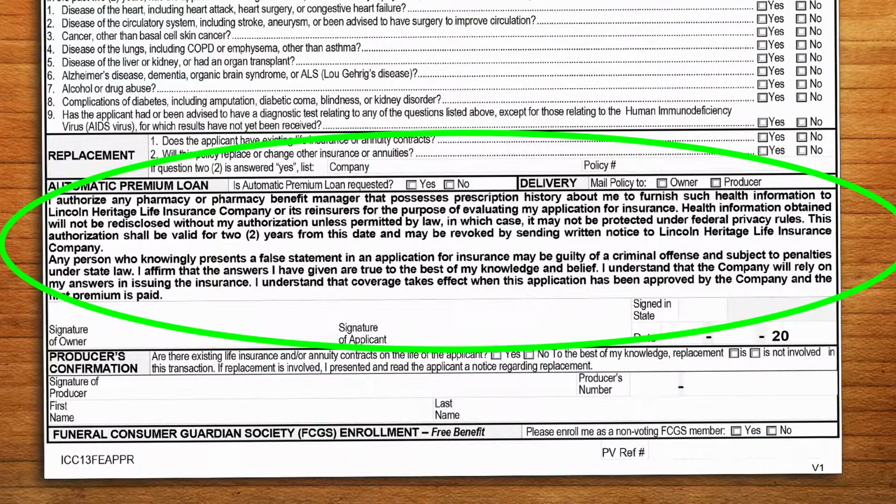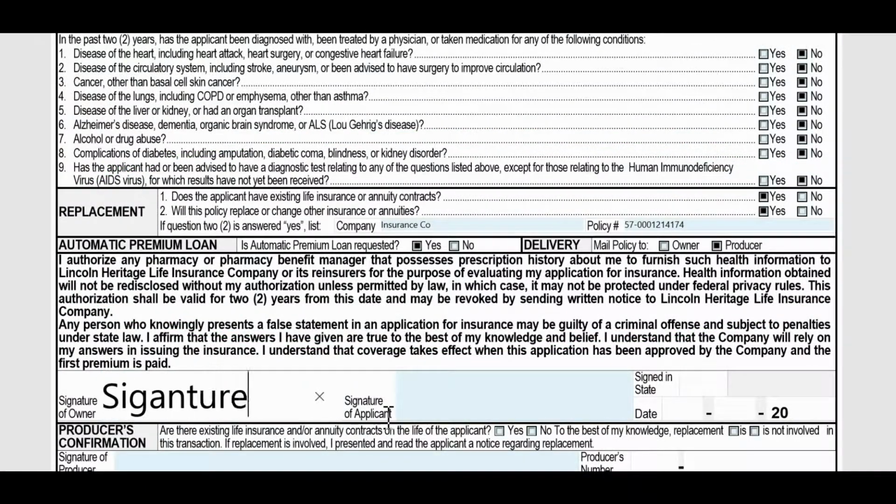In the last part of the application, we have the authorization to check the medications that we must detail to the client. Although, if we already made the phone call verification, this was already done by the underwriting team. Below are the spaces for the signatures of the owner and the insured. We complete the spaces corresponding to the state where the policy is signed and dated.